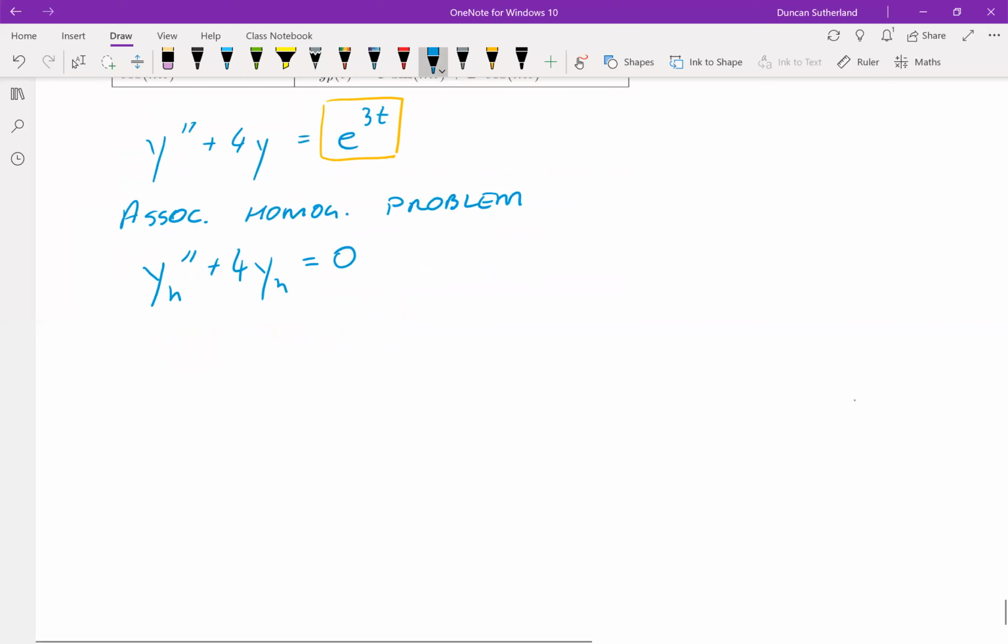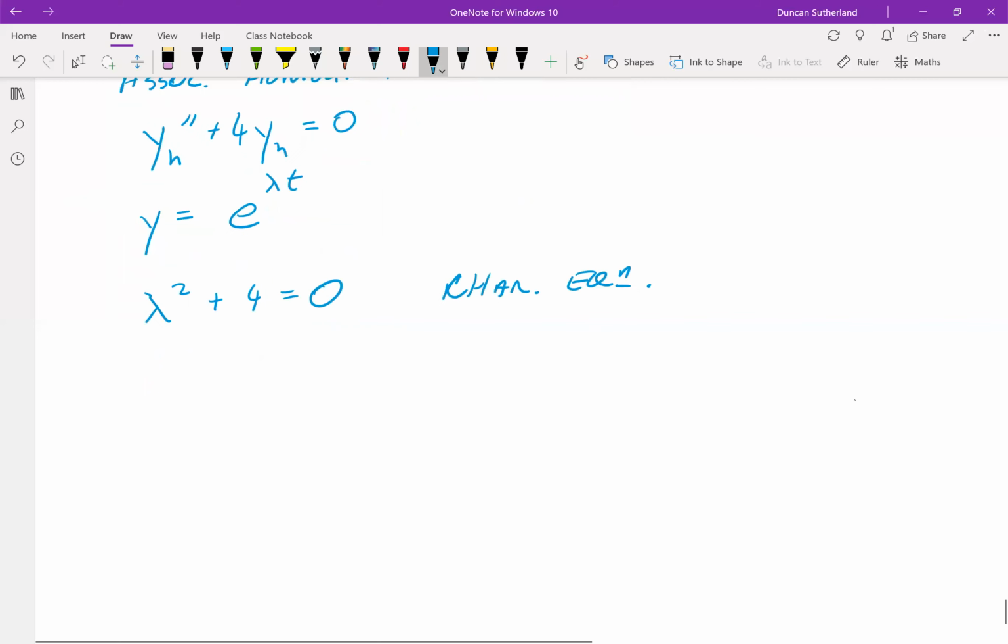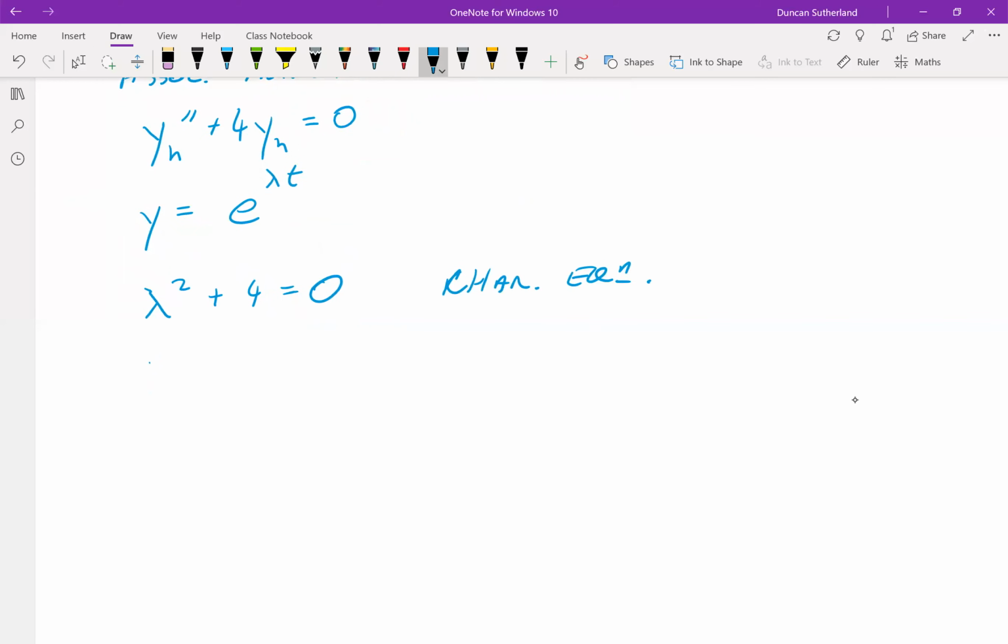Some of you will recognize this as the equation for simple harmonic motion. But if you've got to go through the process, that's all cool. You substitute e to the lambda t, you get your characteristic equation, lambda squared plus 4 equals 0. So that's what we call a characteristic equation. Then we've got lambda equals plus or minus 2i.